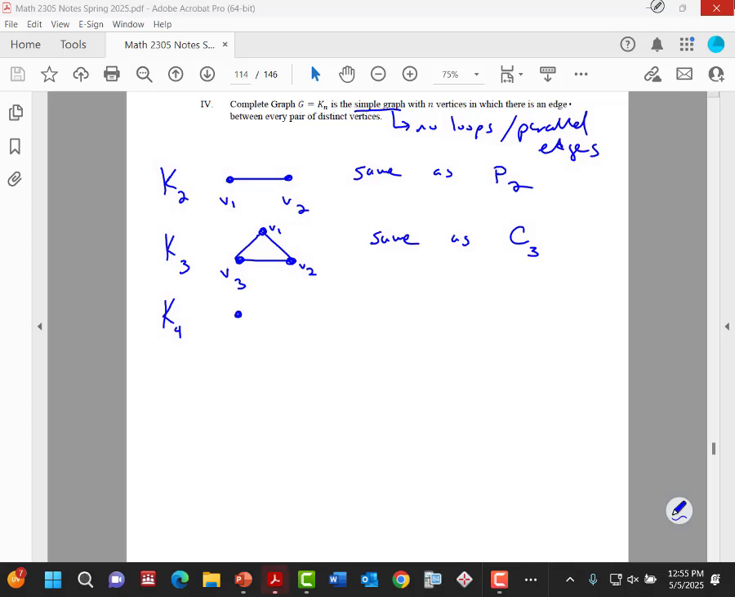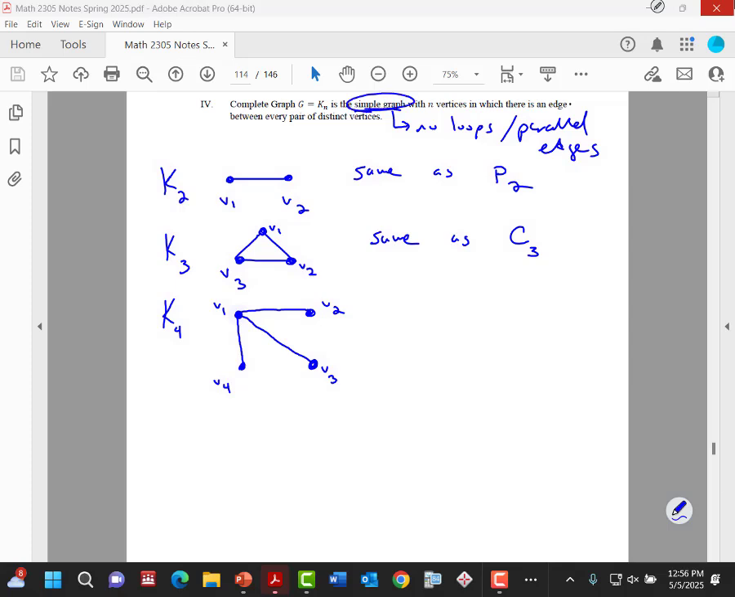If I do K4, K4 would look like this. In essence, let me explain it as I draw it. I'll start with the vertex set. I have 4 vertices, V1, V2, V3, V4. And to make this the complete graph, there's an edge between every pair of distinct vertices. So in essence, I can get from V1 to V2, I can get from V1 to V3, I can get from V1 to V4. I can get from V2 to V1.